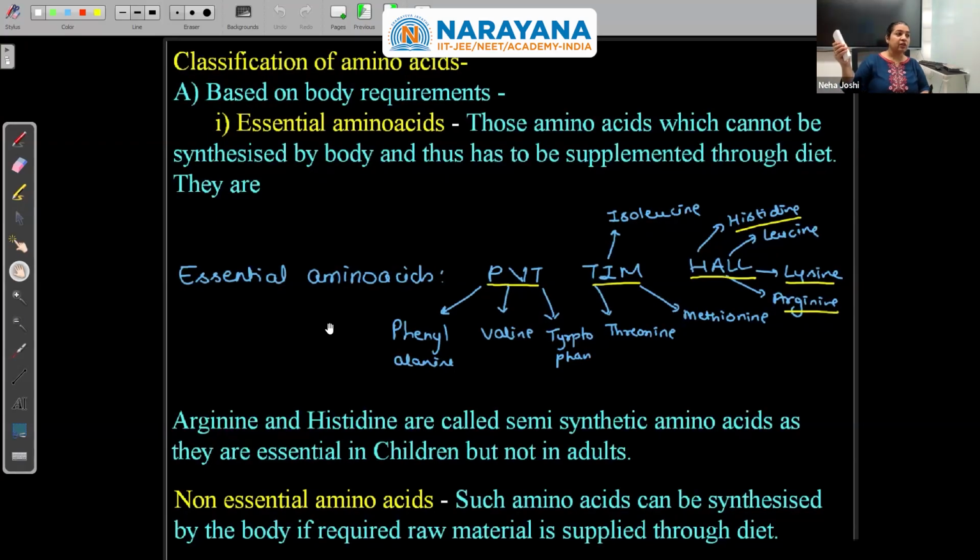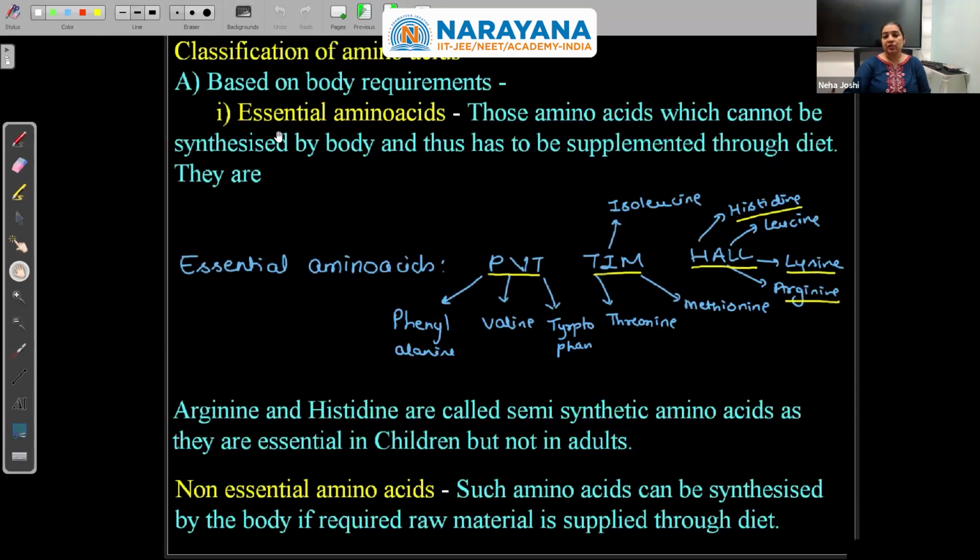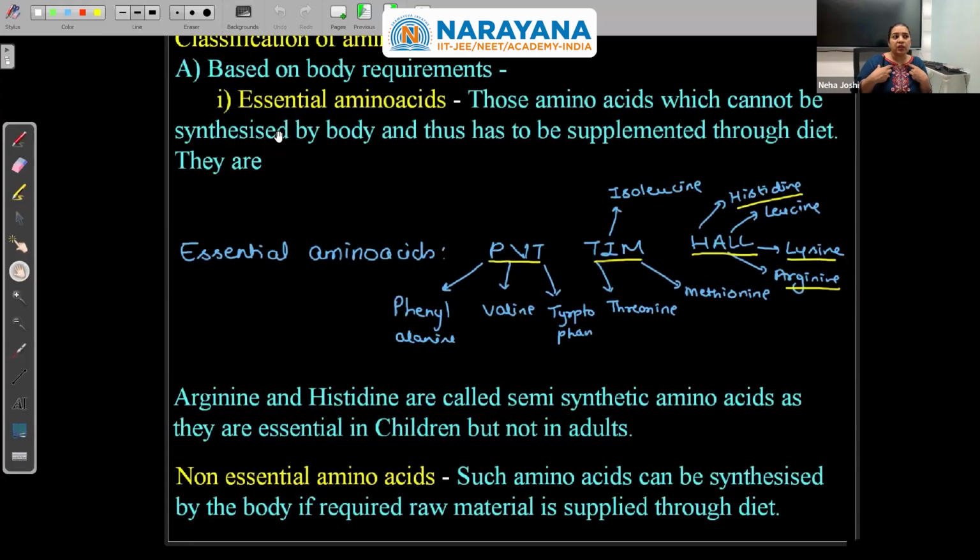Okay, so classification of amino acids based on body requirements. Some of the amino acids our body can obtain from the food that we eat. Some our body can create, generate, form. Some we have to supply through food. So essential amino acids are those amino acids which our body fails to synthesize. Whatever we give, we don't know how to synthesize them.